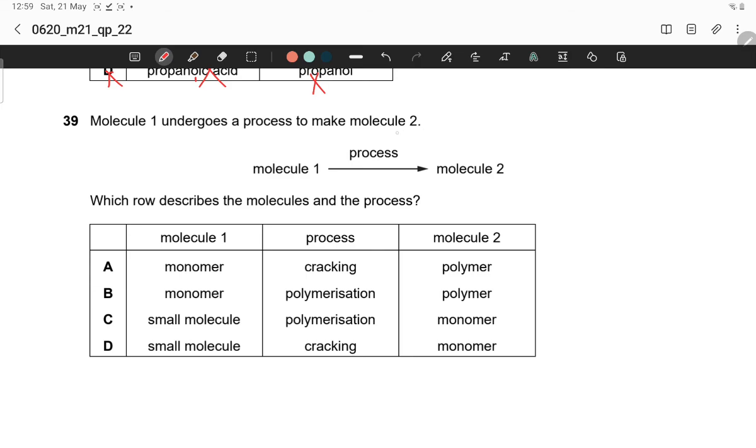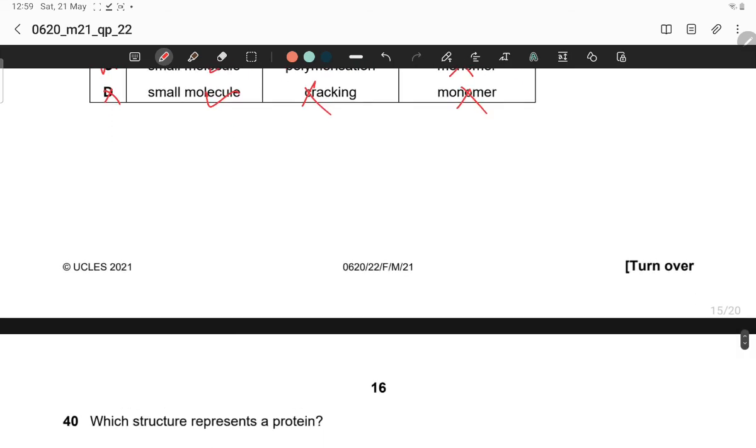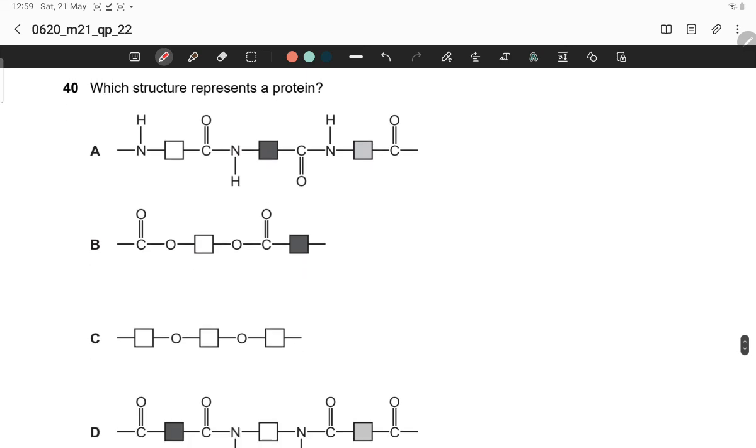Molecule 1 undergoes a process to make molecule 2. Which row describes the molecule and process? Molecule 1 monomer, process is cracking, no. Monomer, process is polymerization and polymer is formed. So B must be correct. Small molecule, not monomer, polymerization. Small molecule, cracking, not monomer. So this is incorrect, this is incorrect. B option is correct.